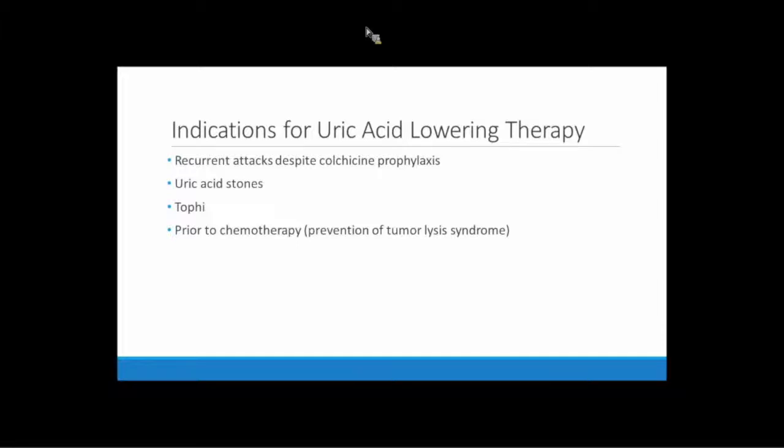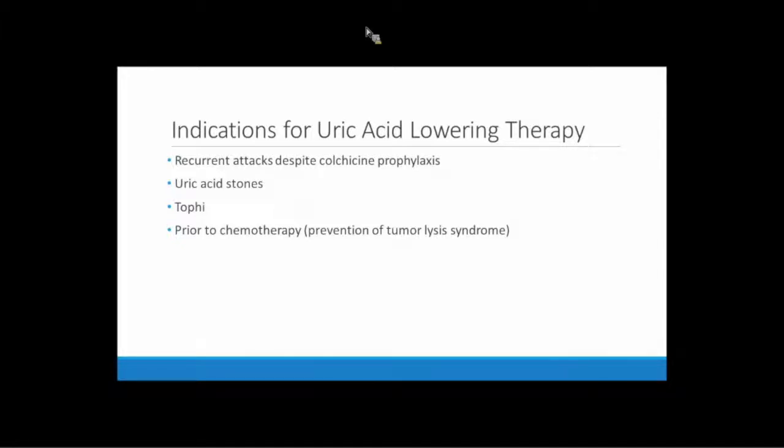So anyone who's had a few attacks, you give them prophylactic colchicine, they don't have attacks. You don't have to do anything more. However, if they do go on to have attacks, it's so disabling that it is an indication for uric acid lowering therapy. And I would say that's the main indication for the majority of my patients. They still go on to have attacks despite being off of colchicine.